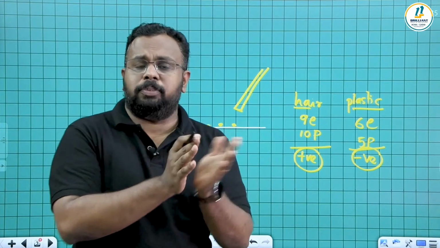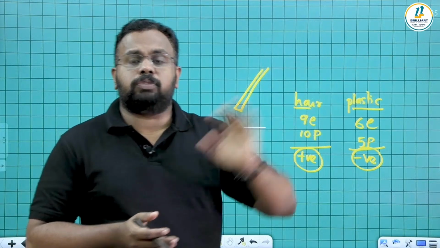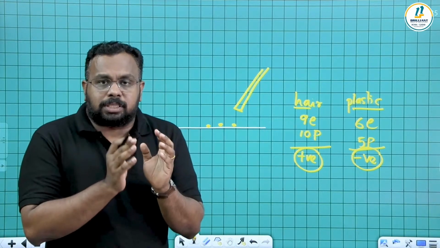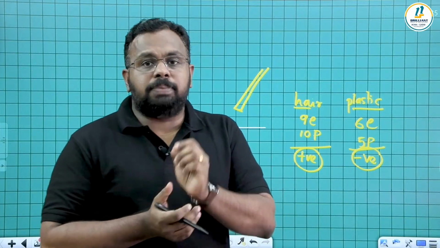When you're rubbing one body with another body, electrons are transferred from one object to what? Another object. Okay, this process, this type of electricity has been given a name.